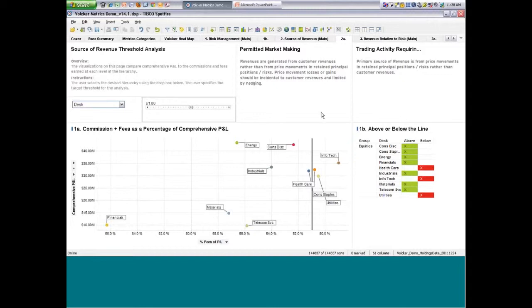So then after that, what do we have to investigate? What's below the line versus above the line? In this particular example, we have information technology, healthcare, and utilities sitting below the line. It doesn't necessarily mean it's proprietary trading, but it means that for whatever reason right now, they're making more than 51% of their P&L based on asset appreciation.